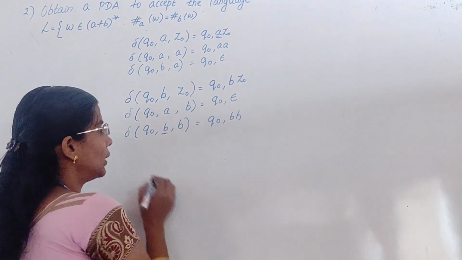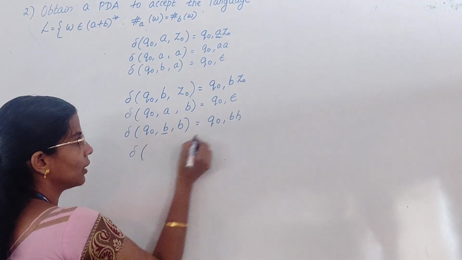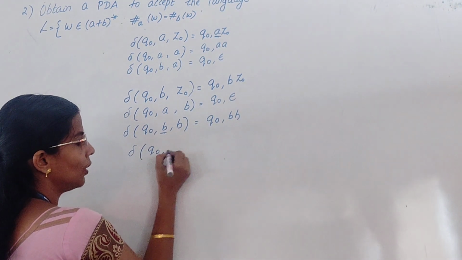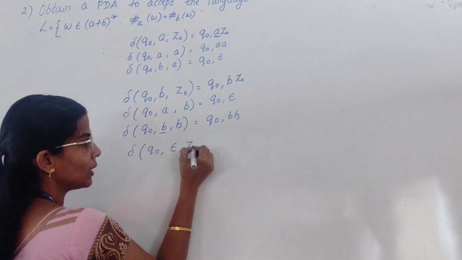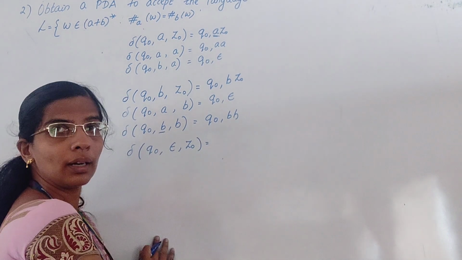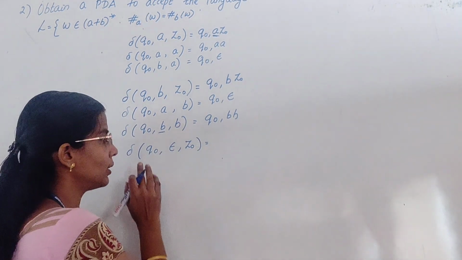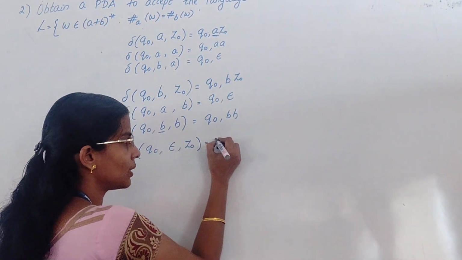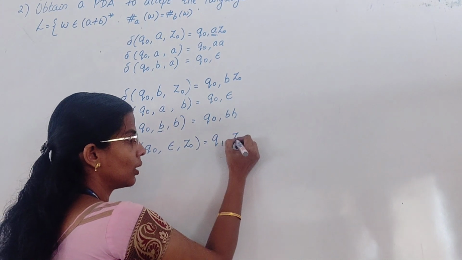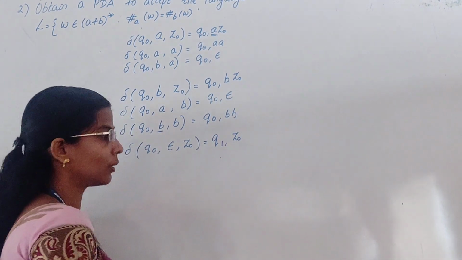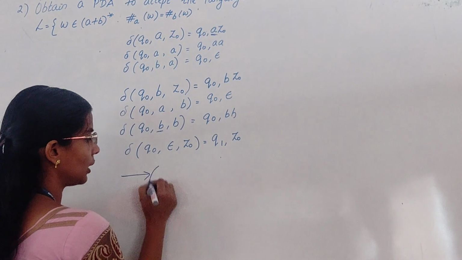Now what is the condition for the final state? You are in state Q naught. When your input symbol is empty and the stack is empty, you are reaching your final state. When you reach your final state, make the state change and you can stop. How will you draw your transition diagrams?